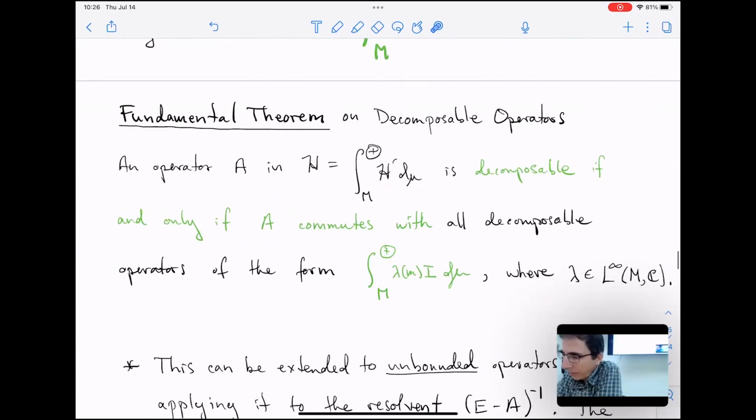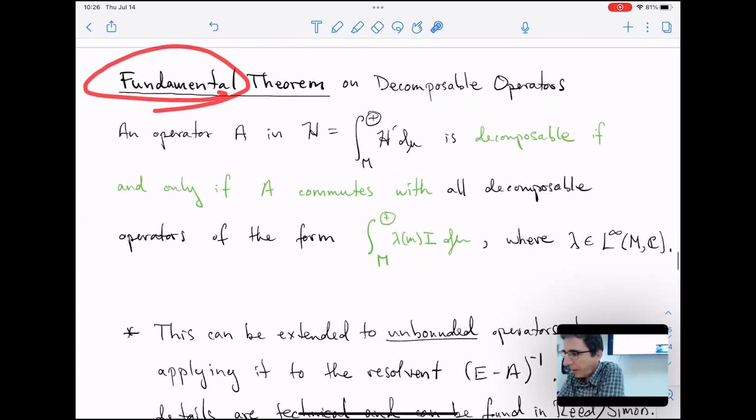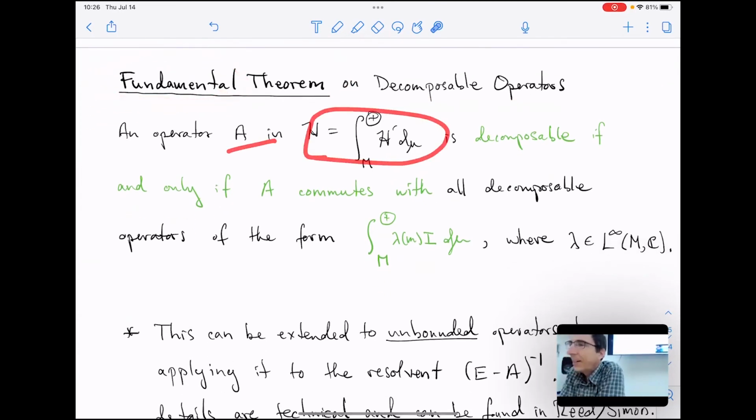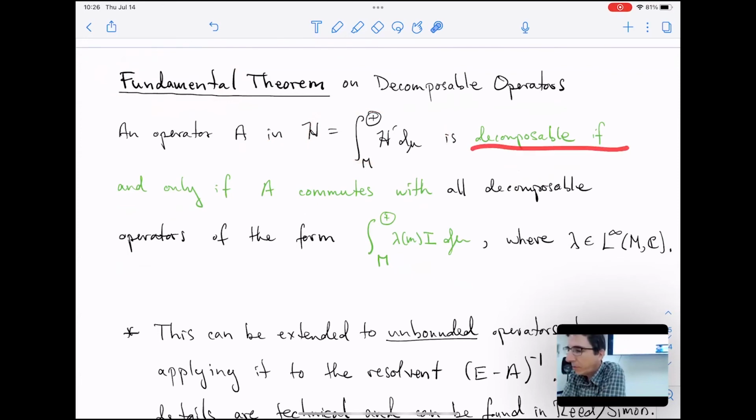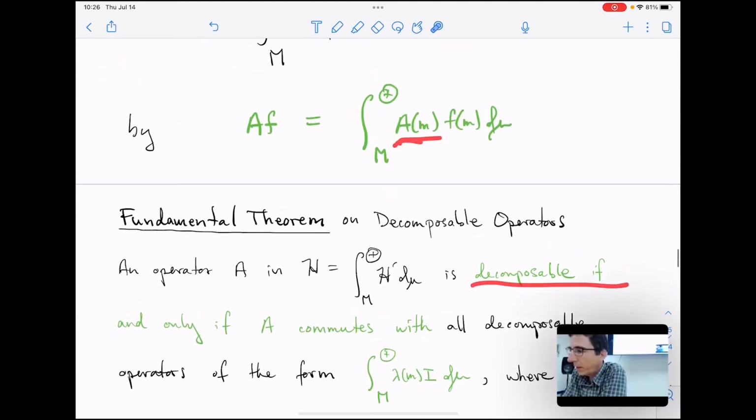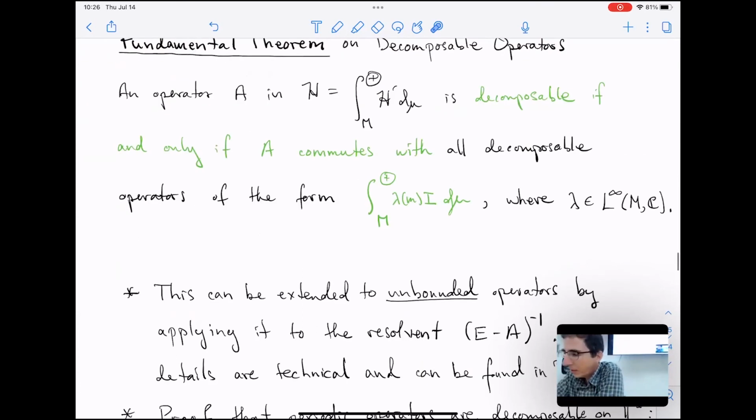So the fundamental theorem for decomposable operators, and it really is the fundamental theorem, says that an operator in a decomposed space in this way is decomposable. In other words, it can be written as individual operators on the fibers if and only if A commutes with all of the decomposable operators of this form. What this says is that this is just a multiplication operator by a scalar. This is the identity operator, and this is just a scalar function.